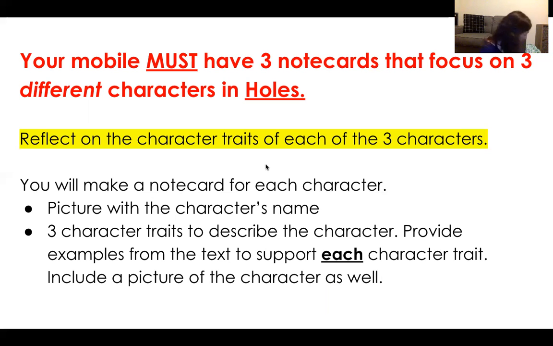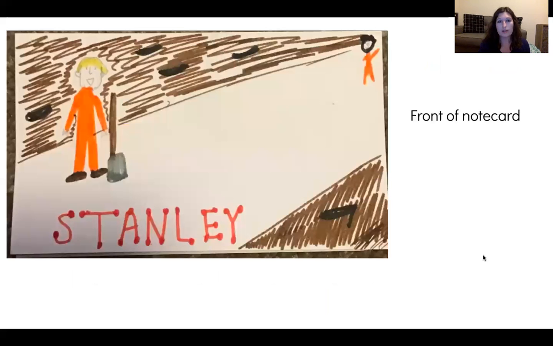On one side of the note card, you will include a picture with the character's name. And on the back of that note card, you will include 3 character traits to describe the character. It's very important that you provide examples from the text to support each character trait. Include a picture of the character as well. So on the front here, I have a picture of the character. I focused on Stanley.